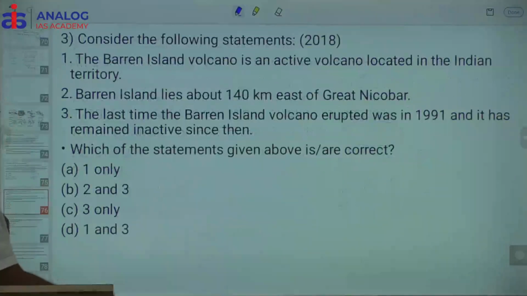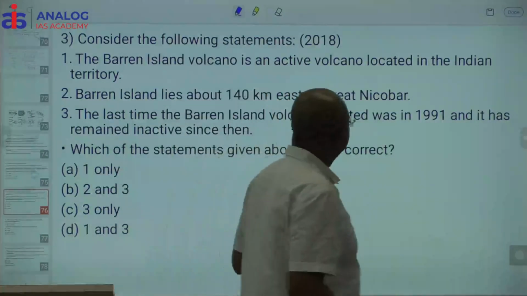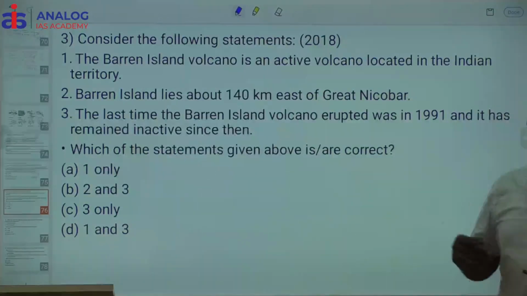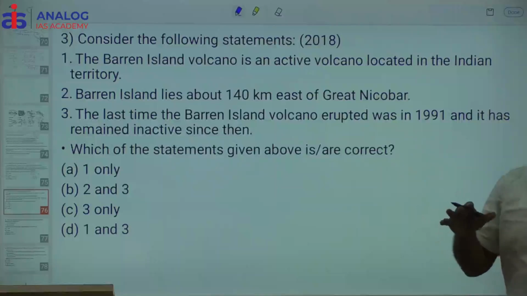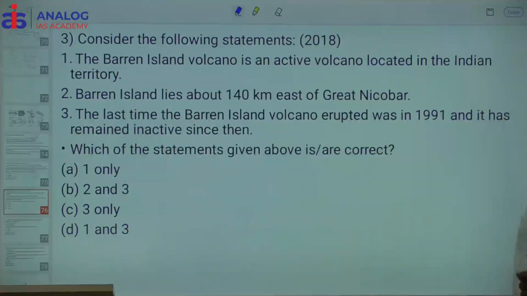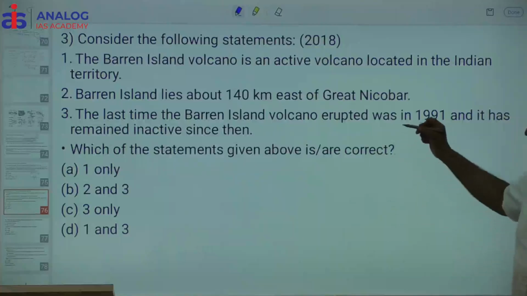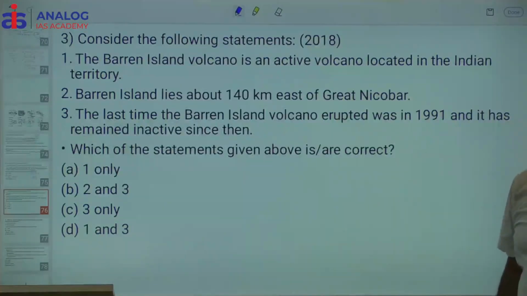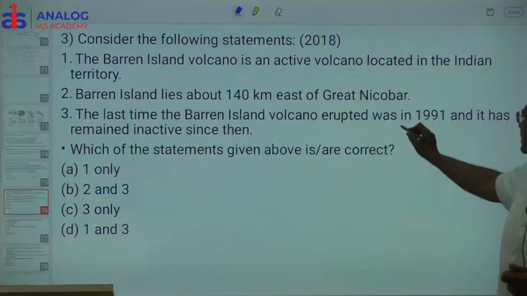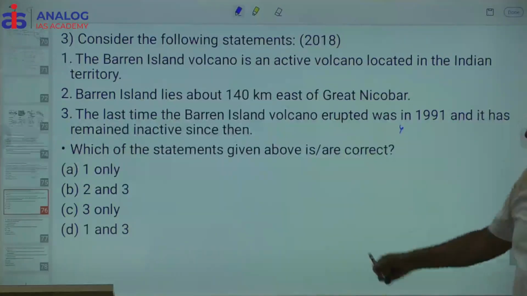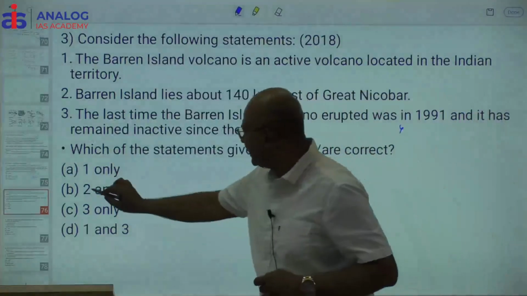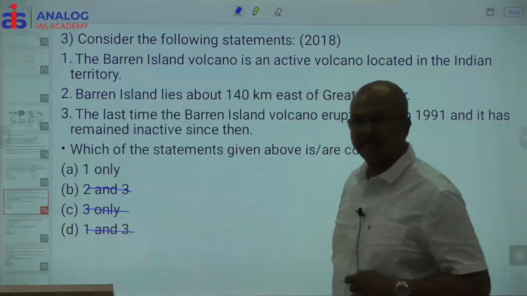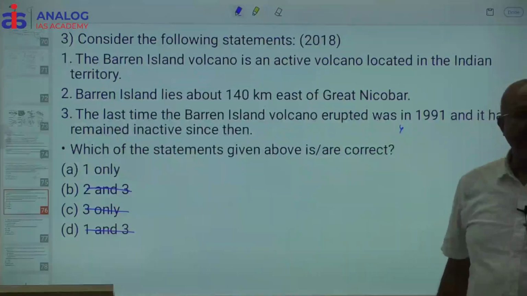Now this question. The Barren Island volcano is an active volcano located in Indian territory, erupted in 2018. Barren Island lies about 140 kilometers east of Great Nicobar. Nobody exactly remembers that. The last time the Barren Island volcano erupted was in 1991. In current affairs, in 2018 also it erupted. So sometimes when they give such questions, you can use elimination. You know the first statement is correct. You know the third statement is wrong because of current affairs. So wherever 3 is there, you can eliminate and land up with the answer. Now this is called the elimination method. Try to find it if such questions are there.